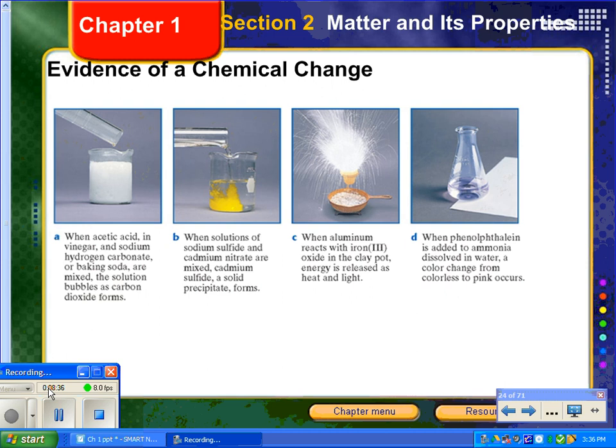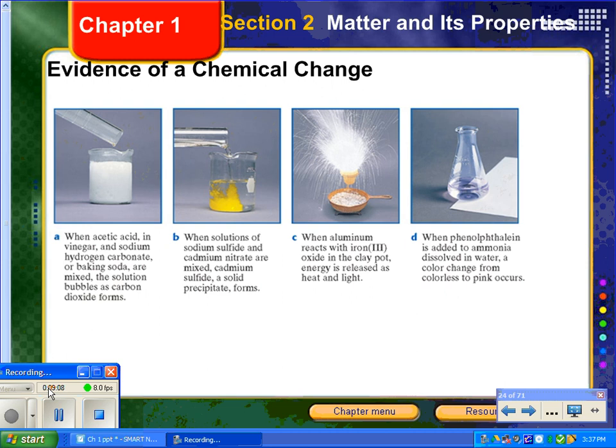Here are some evidences of a chemical change. Bubbles. When you see bubbles, that generally means that a gas is being released. Make sure that when you refer to bubbles that you're not talking about boiling, because boiling is a change of state, not a chemical change. So if you see something forming bubbles without any heat added, it's releasing a gas, so it is a chemical change. A color change. This is generally considered a chemical change.